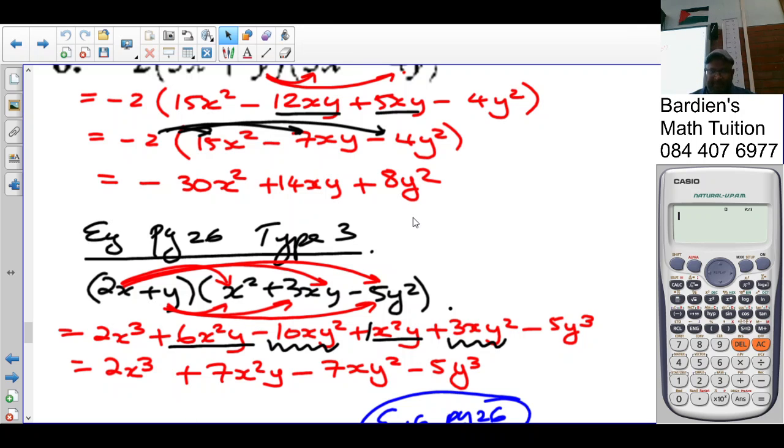Number 3's answer: 8x cubed minus 50x squared y plus 78xy squared minus 35y cubed. Number 4: 2a cubed minus 9a squared x plus 19ax squared minus 15x cubed. Number 5: 4x cubed minus 8.5x squared y, or you could have written it as negative 17 over 2 x squared y, plus 25xy squared minus 3y cubed.